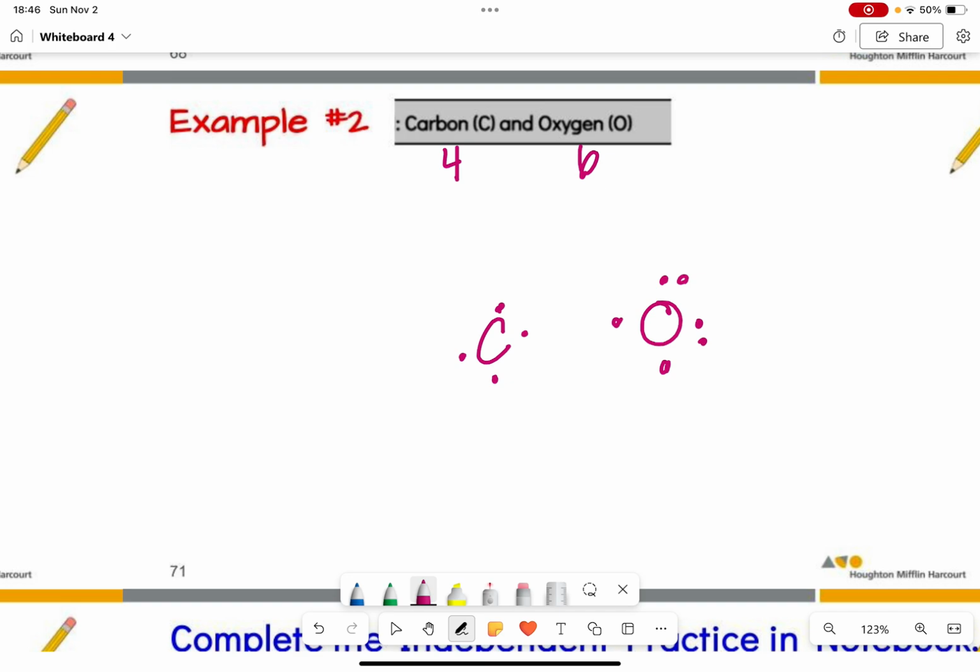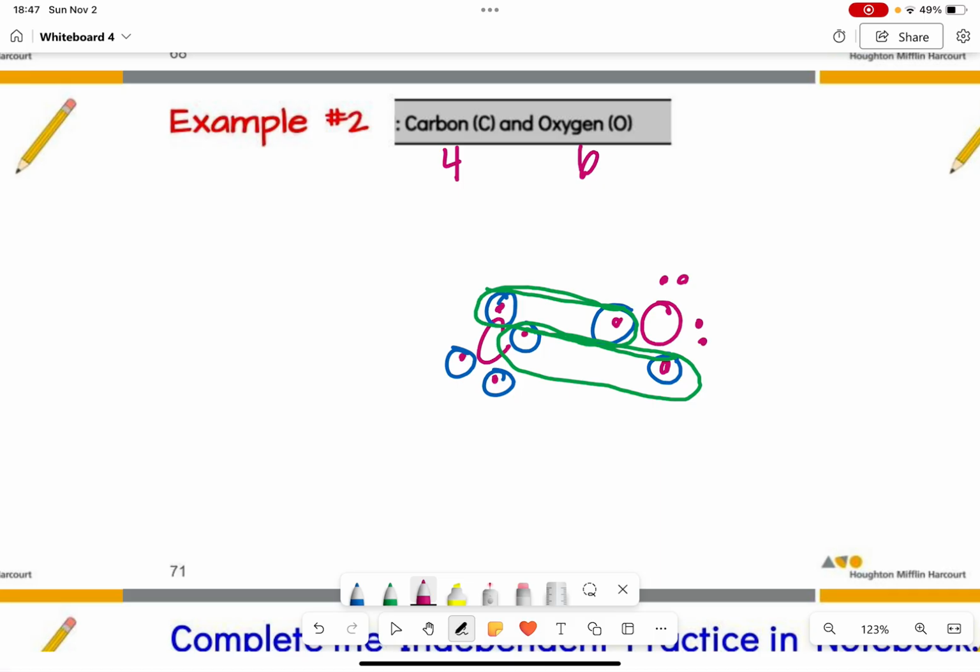I'm then going to circle all my single electrons. 1, 2, 3, 4. And oxygen has 1, 2. So carbon can form bonds 4 times, and oxygen can do it twice. So then my third step is to pair up all single electrons, one from each element. I have 1 carbon there, and then I have another single electron on both of them that I can pair up.